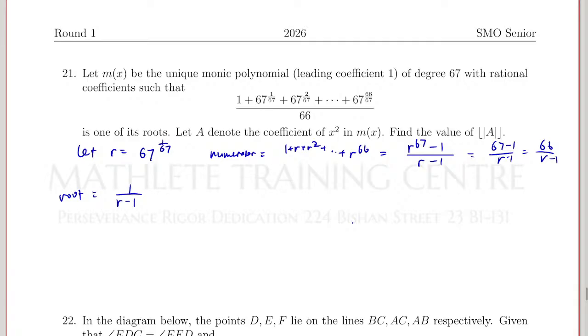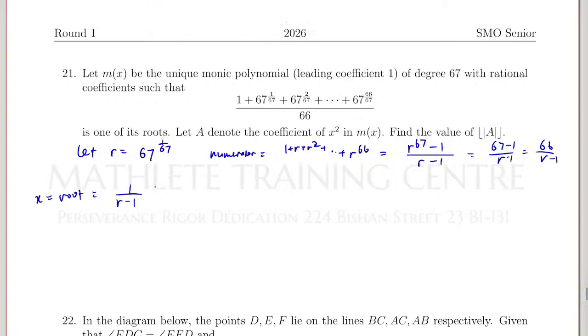Now, here's the hard part of the question. How do you come up with a polynomial with the root being 1 over R minus 1, where R is this guy? Well, I want x equals 1 over R minus 1 as a root. Can we come up with such an equation involving x? The answer is yes, because a few years ago in SMO Junior, there was this question: x equals cube root of 4 plus cube root of 2 plus 1, find something like 1 plus 1 over x to the power of 3. Back then we did the same thing.